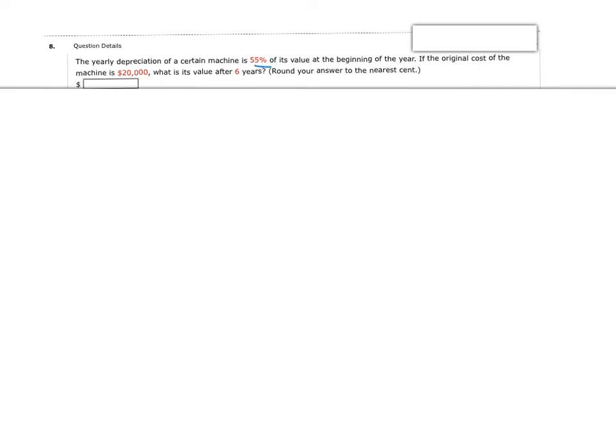Its value at the beginning of the year. The original cost is $20,000. What is its value after 6 years? So it's kind of giving me some information here. First of all, it's the original cost. So I'm going to call this a sub 0 is $20,000, because that's when we first buy it after no time has passed.